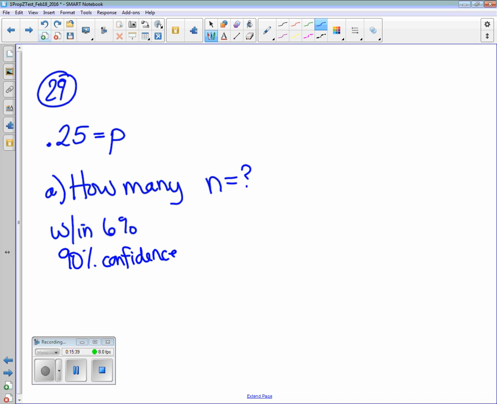So let's make sure we understand all the information, okay? 0.25, that was the claim, 25% of people over 50, okay? How many of the people that do we need to ask in our sample? So we're looking for N. What does within 6% mean? Talking about confidence intervals, so what does within 6% mean?